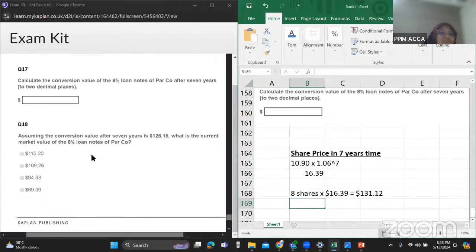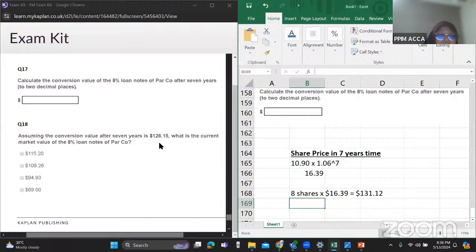Question 18. Assuming the conversion value after 7 years is 126.15, what is the current market value of the 8% loan notes of Power Company? Okay. Now here, understand this thing, right? Even if you got question 17 wrong, see, actually the answer is 131.12. That answer is not carried down here. They are saying assume conversion value is 126.15. Okay, so we will do the calculation based on this 126.15 only. Okay, that's the first thing.